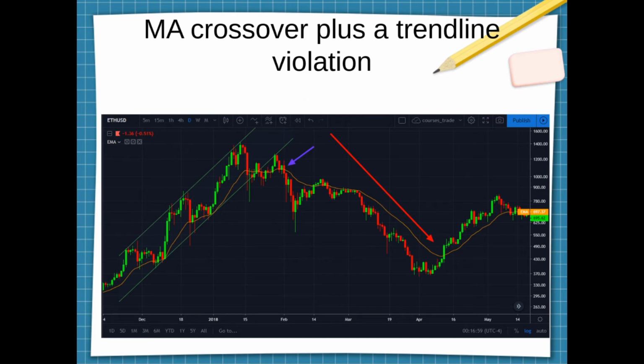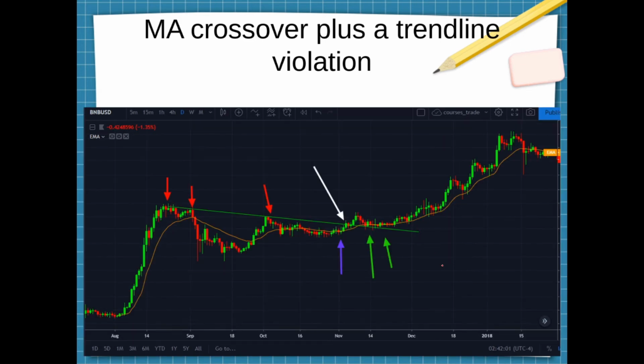I have more examples for you guys. Okay, this is the same situation. So you would have taken a short here and then closed it somewhere here, or looked to close it somewhere here. That's another moving average crossover plus trend line violation.